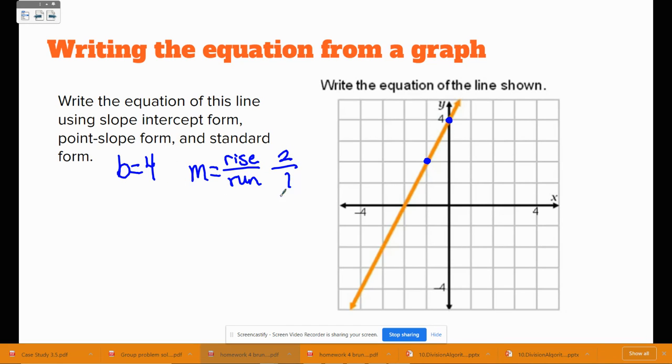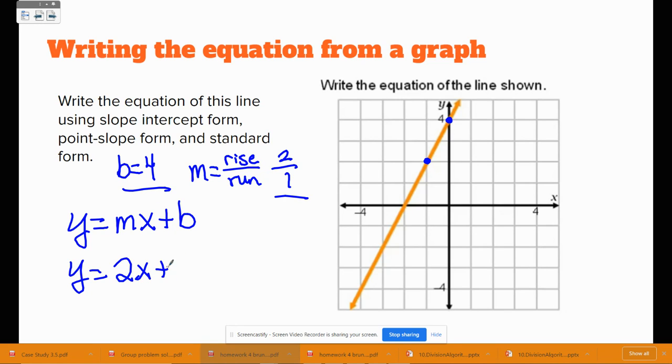Well, all you need is M and B, and now you can write an equation of a line. y equals mx plus b, plug in what you know. y equals 2 for the slope, x is always there, plus 4. That is slope-intercept form.